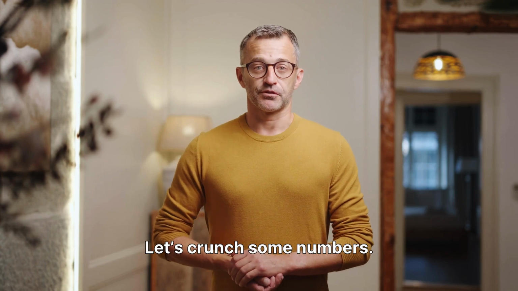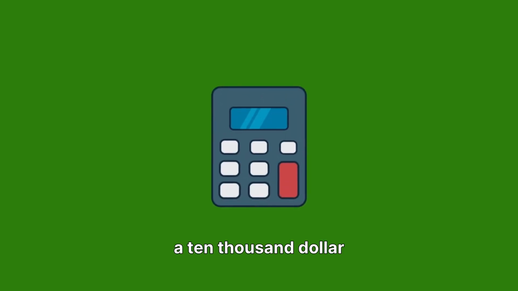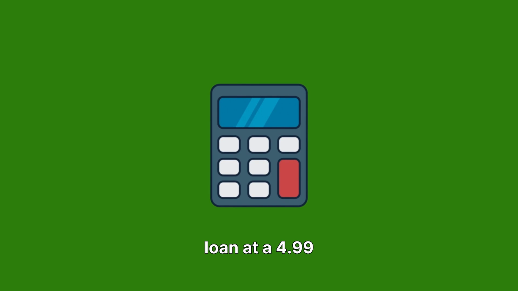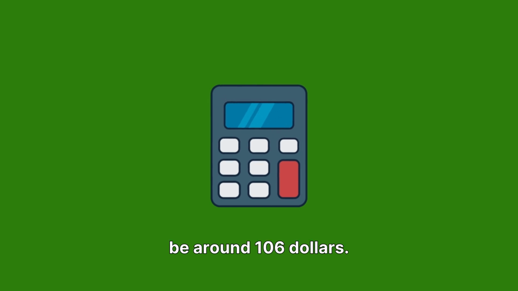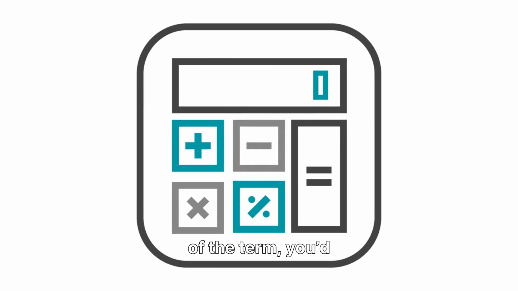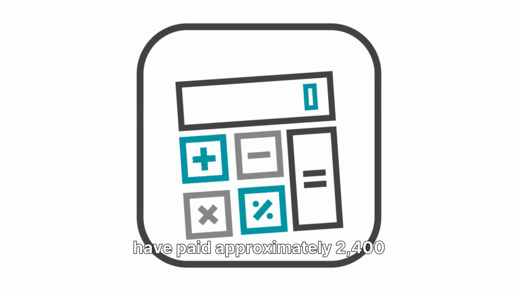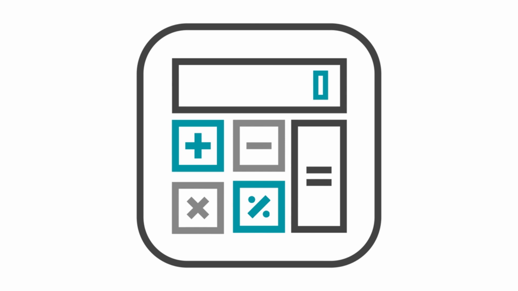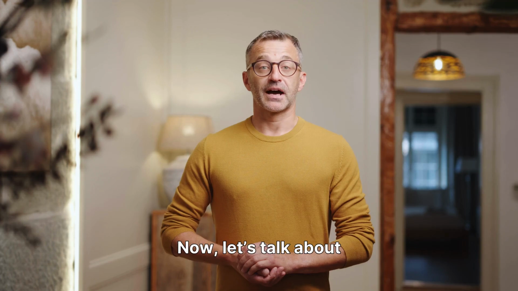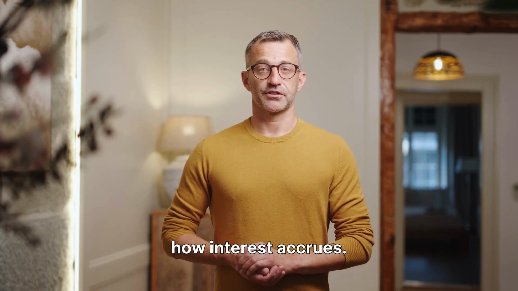Let's crunch some numbers. If you take out a $10,000 loan at a 4.99% interest rate and plan to pay it back over 10 years, your monthly payment would be around $106. But by the end of the term, you'd have paid approximately $2,400 in interest. That's a significant chunk of change, right? Now, let's talk about how interest accrues.